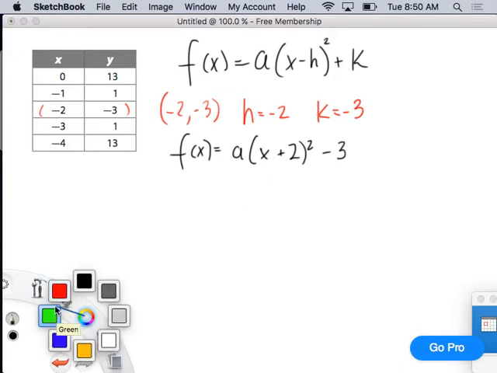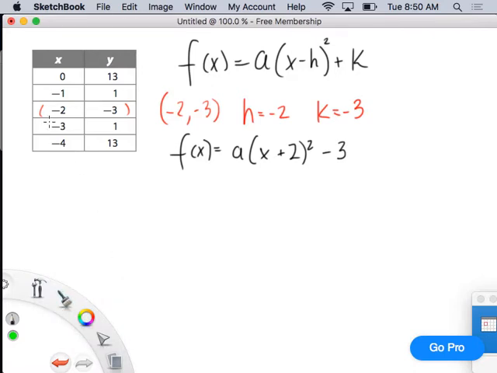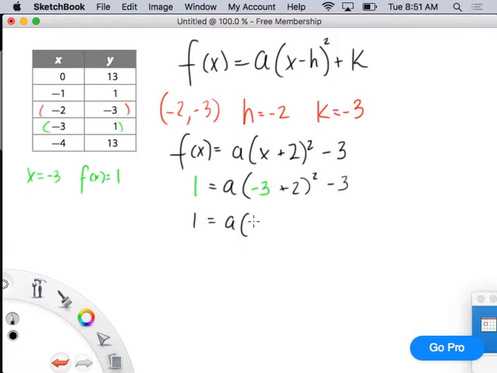Which point should I use? Which point would be wise to use? (-3, 1). It looks like the easiest, right? So let's use that. So x equals -3, f of x equals 1. So 1 equals a times (-3 plus 2) squared minus 3. 1 equals a times (-1) squared minus 3. (-1) squared is 1. 1 equals a minus 3. Add 3 to both sides, and I get a equals 4.